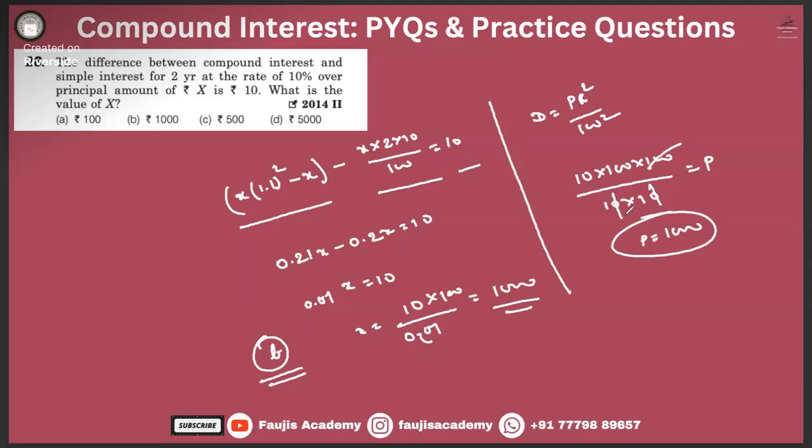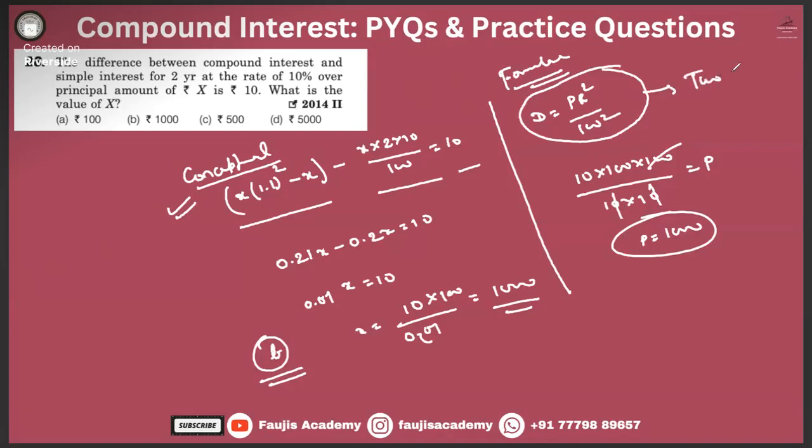It's your choice which one you want to work out with, because knowing this way is the more conceptual method, and this one is more of a formula method. Choice is yours, whichever you feel is easy for you. But the only disclaimer is that this is valid only when the time given is 2 years. Always remember that.